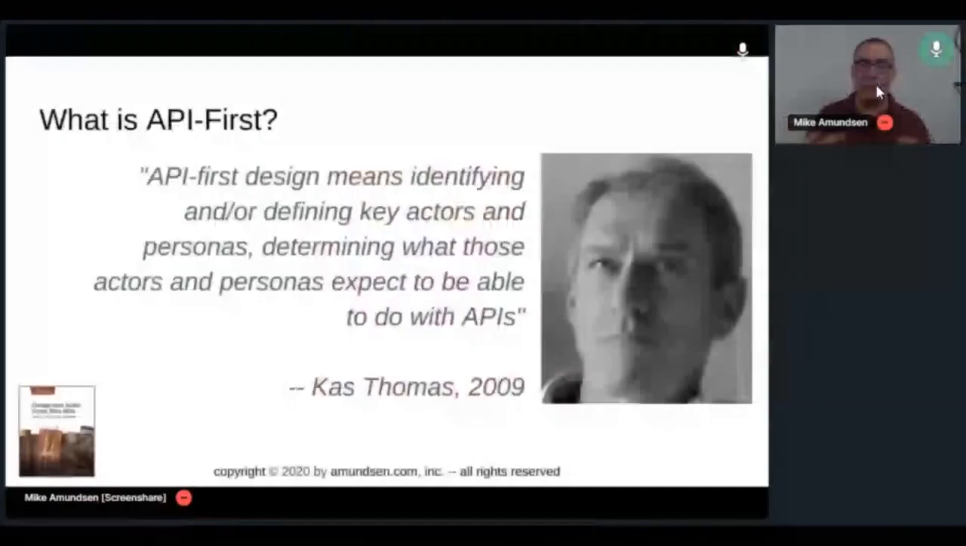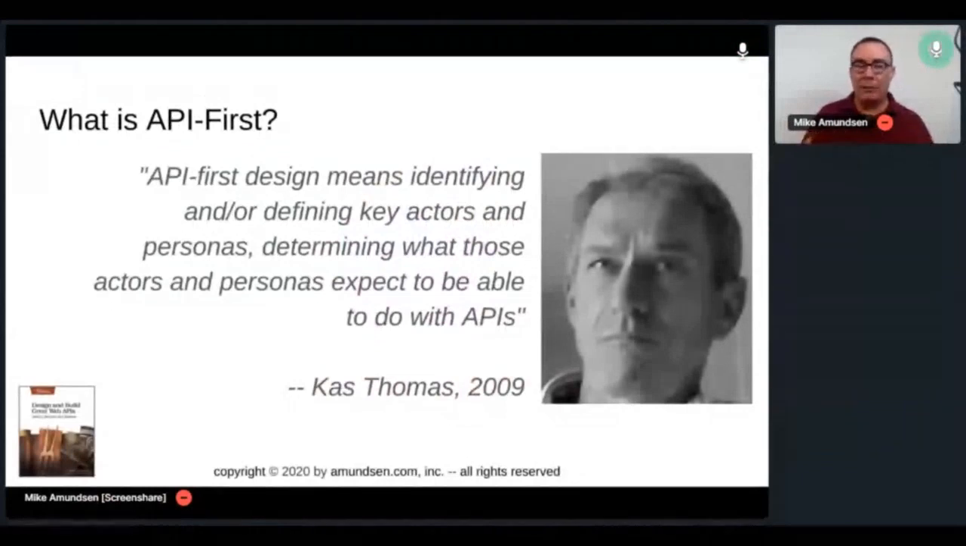So foundations are what help us actually put everything together. What is our purpose? What is our reason for doing all these things? The first foundational element I like to talk about is API first. I learned about this from Cas Thomas in 2009, this idea that designing means identifying key actors and people and what it is they're trying to do with APIs. APIs are here to solve a business problem, a group's problem, or an individual's problem. When you think API first, you're thinking about what the problem is, and how I can help solve it.